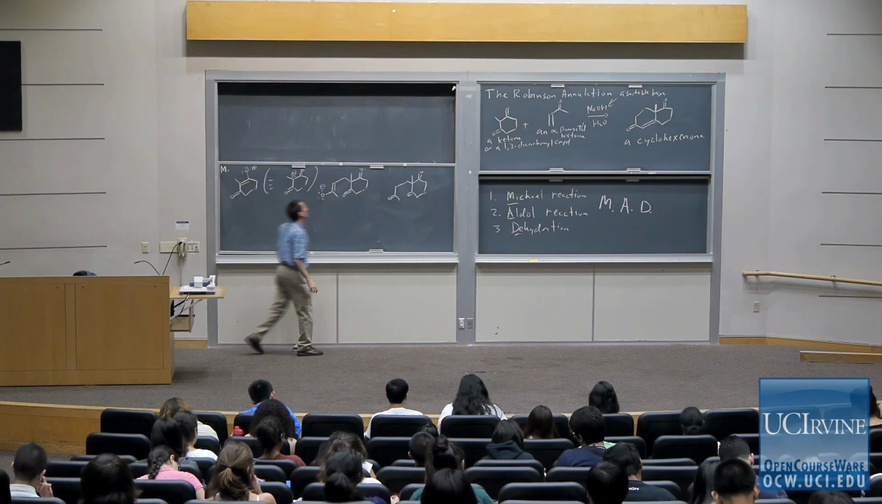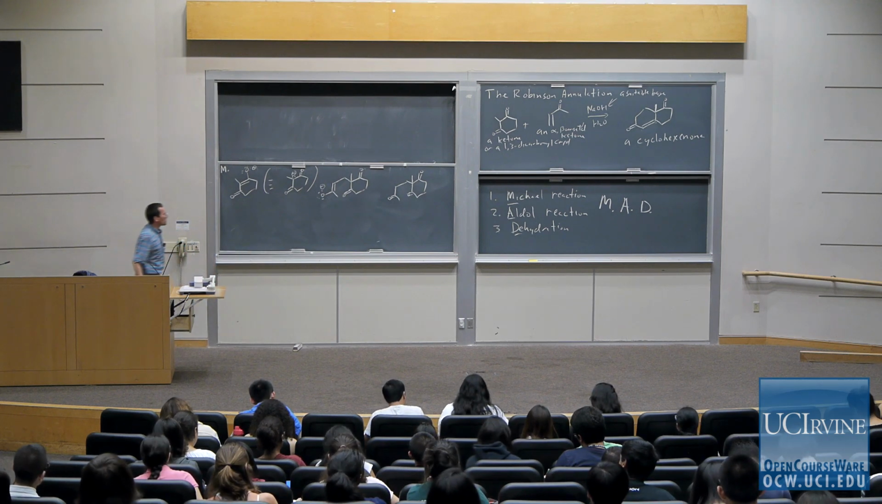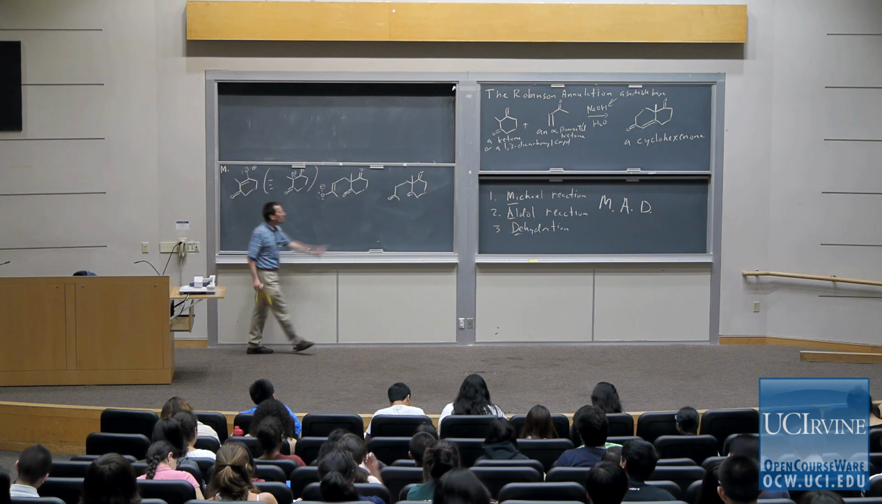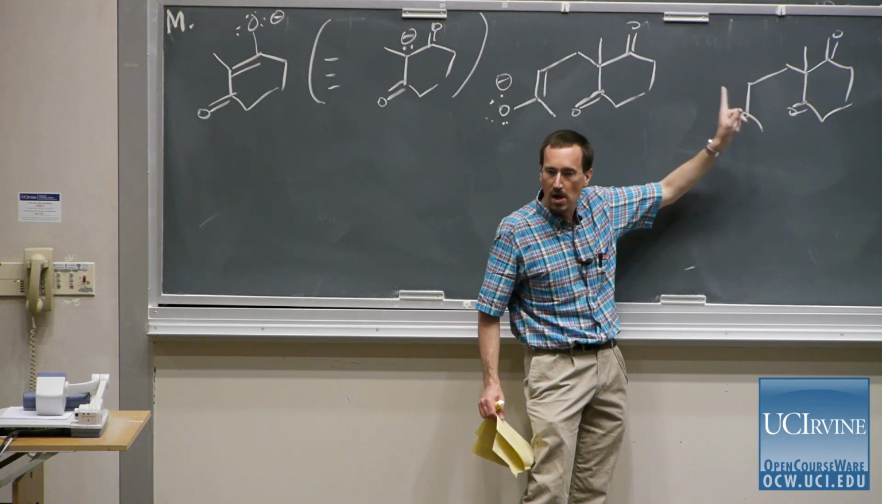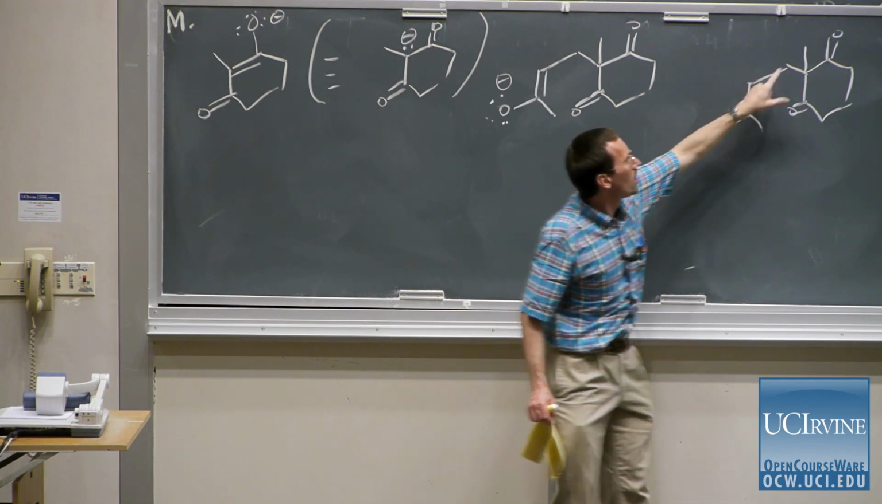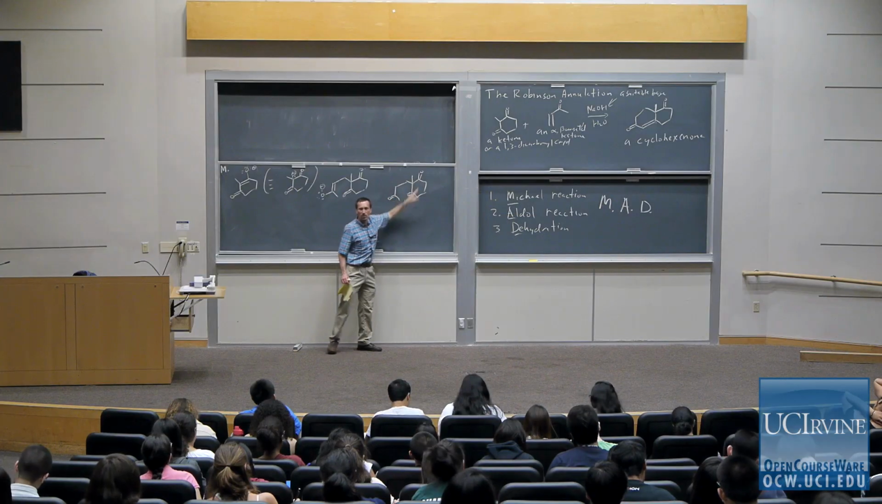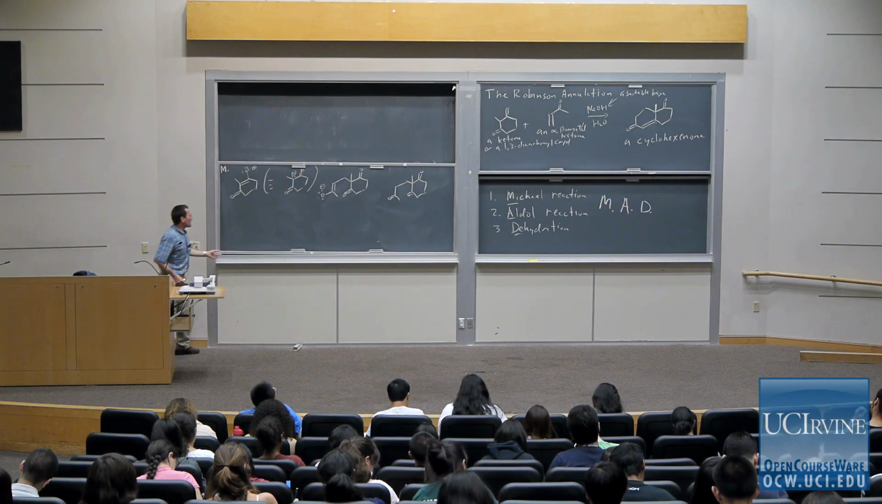where now you've formed a product that is a 1,5-dicarbonyl. And remember, we've learned that you can recognize a Michael addition product because there's a 1,5 relationship: 1, 2, 3, 4, 5. It's a 1,5-dicarbonyl compound. All right, that's our Michael step.